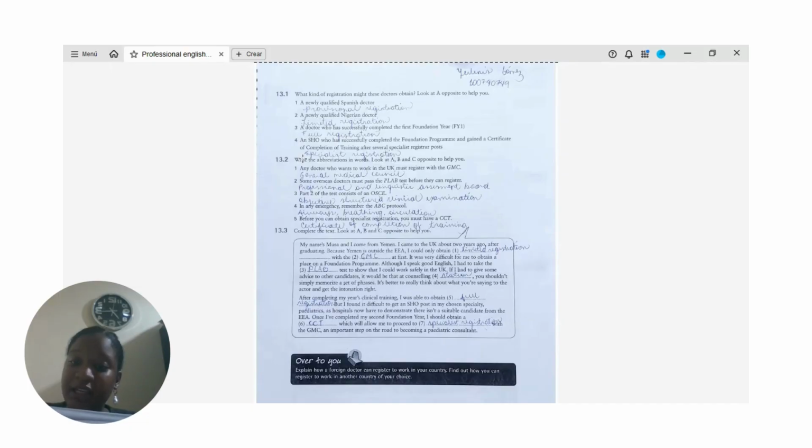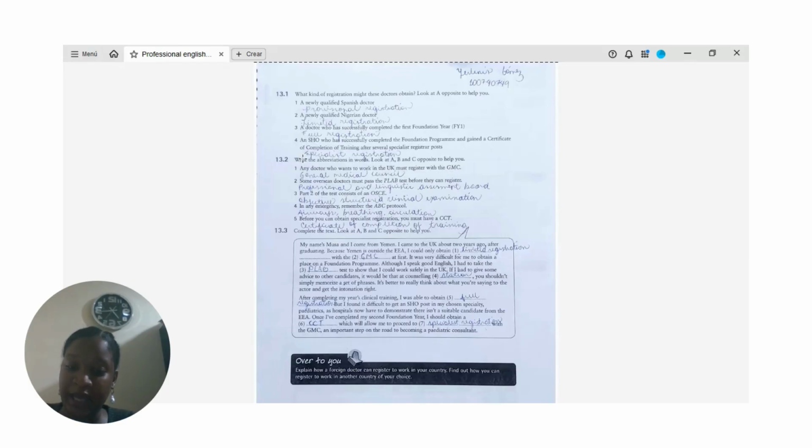4. In any emergency, remember the ABC protocol: airways, breathing, and circulation. 5. Before you can obtain a specialist registration, you must have a CCT, Certificate of Completion of Training. And the last exercise is 13.3. Complete the text. Look at A, B, and C opposite to help you.